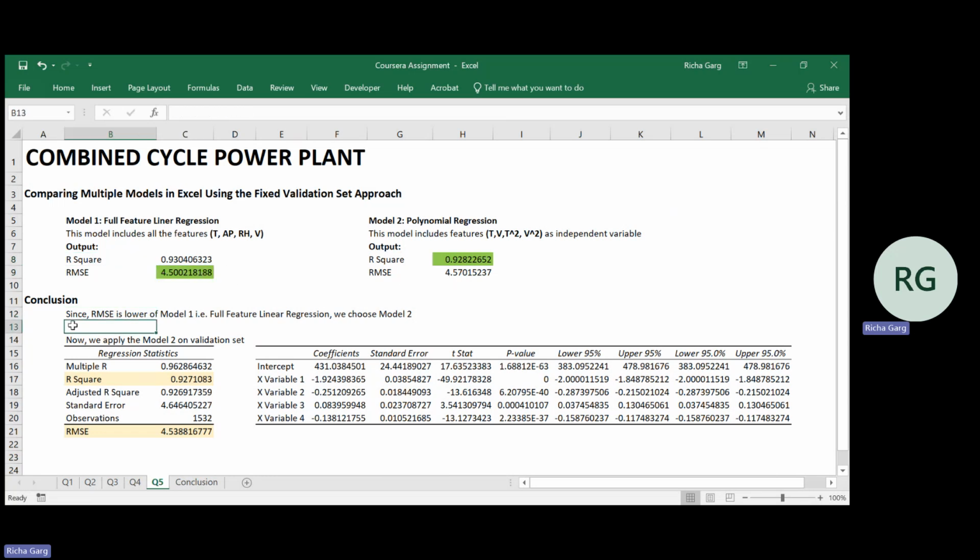So the conclusion is that R square of model 2 is lower, and R square helps me to understand the better fitment of the model. So hence we choose model 2. Now we have applied the validation set again on model 2 and figured out R square and RMSE.